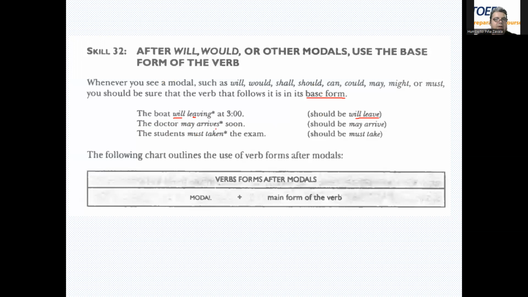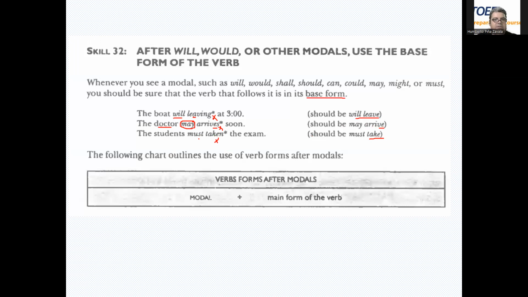The doctor may arrive. Oh, but it's third person. What's going to happen to the final S? Because we have the presence of the auxiliary modal may, the main verb arrive is going to be in the base form. The student must take the exam. Again, no past participle, no third person, not present participle, just the base form.